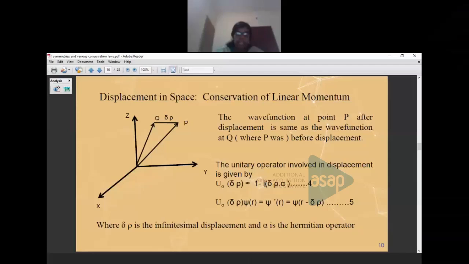This is also not exactly equal, because there are a lot of terms. We use 1 minus i delta ρ α, where α is the Hermitian operator. Let me tell you one thing: all physical observables are Hermitian operators in the fundamental postulate. Now here U_A(δρ), we are not directly writing as e raised to minus i δρ A. We are writing 1 minus i δρ A. So when this unitary operates on ψ(r), it becomes ψ'(r, δρ). This I had explained earlier.